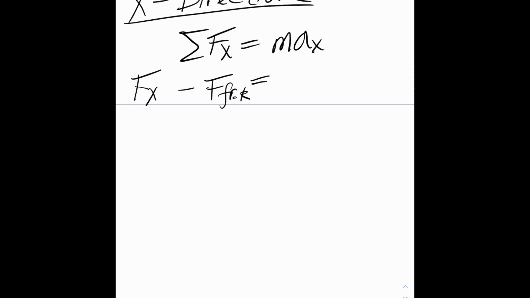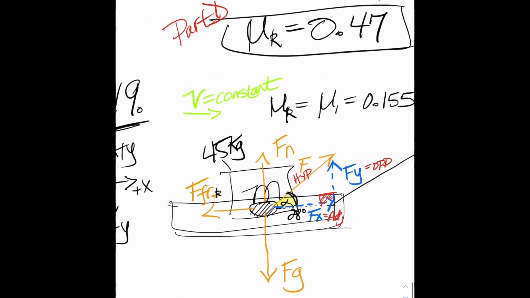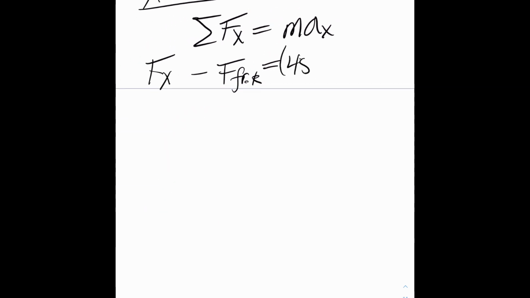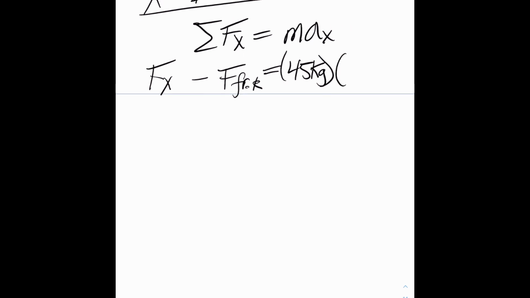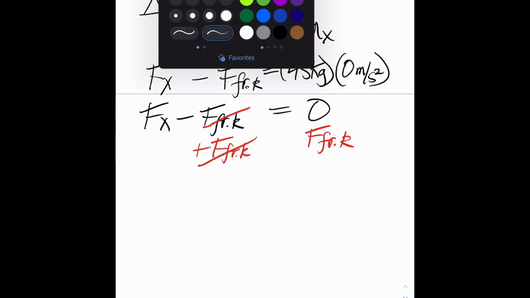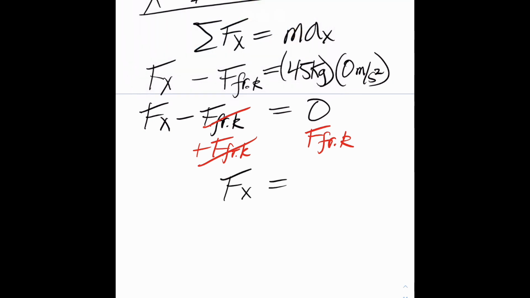Is equal to the mass, which, what did they tell us that was? 45. All right. Now, it is moving at constant velocity or speed, so we know that this is 0. So we can go ahead and see where this is going, right? We'll add force friction kinetic to both sides. We end up getting Fx is equal to force friction kinetic.